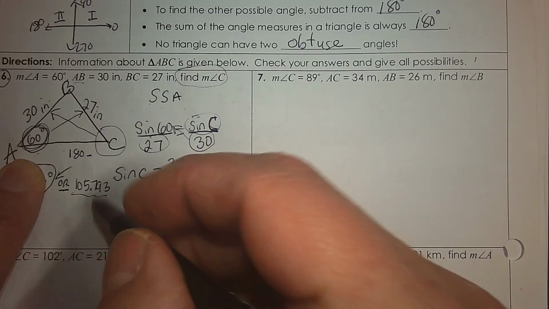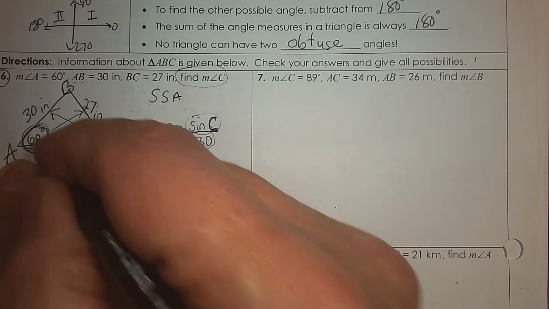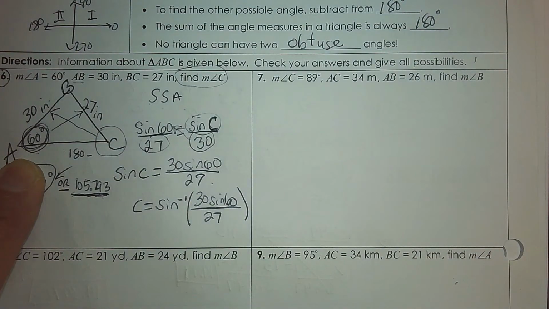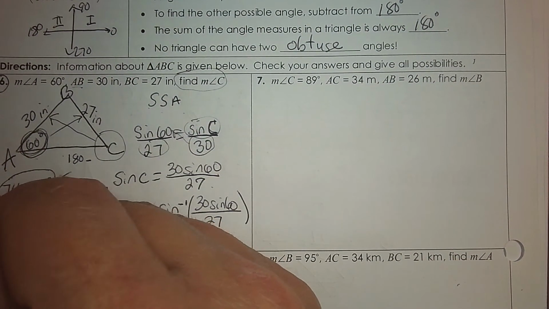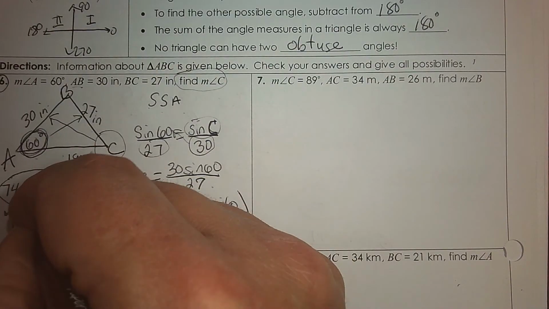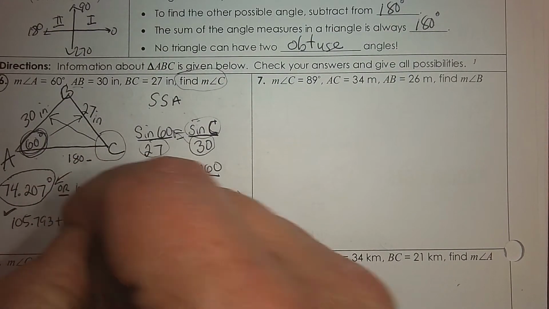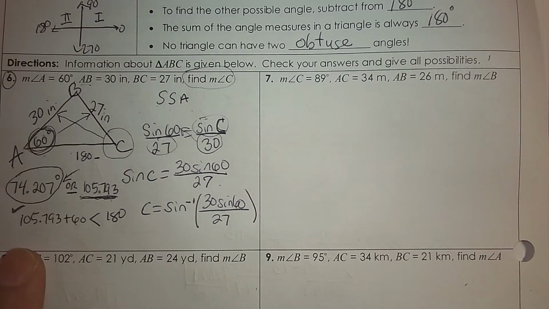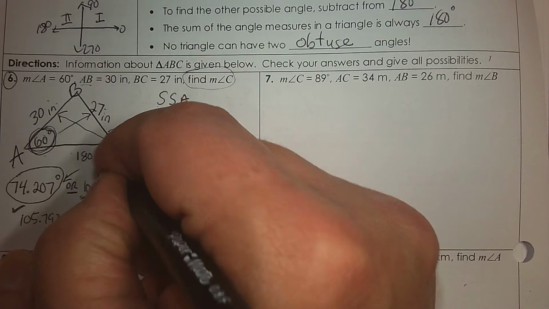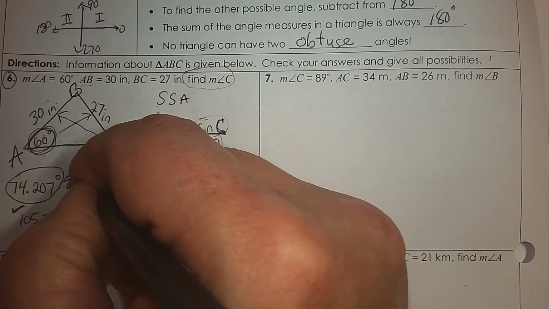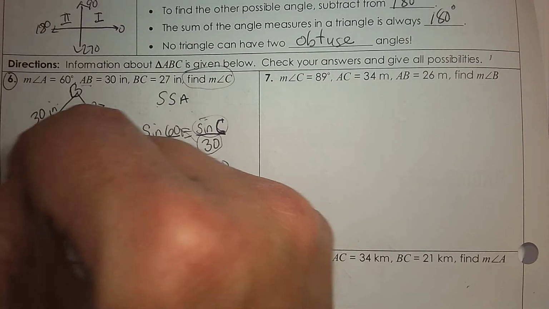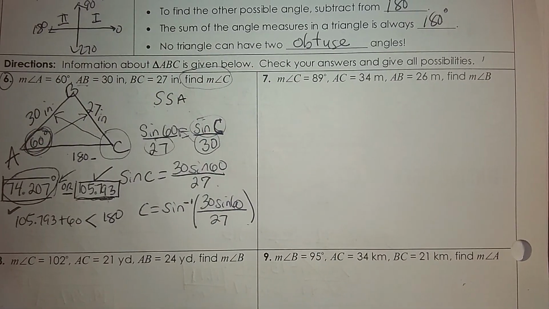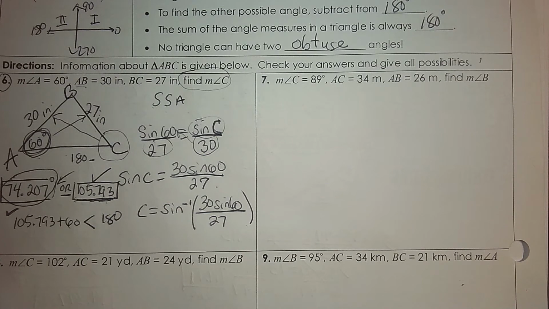So can the obtuse angle work in this case? Do they add up and they're less than 180? So 105.793 plus 60 has to be less than what number? And if it is, which it is, both angles work. So in this case, how many angles are possible for C? And the answer is 2. It could be the acute angle 74 or the obtuse angle 106.